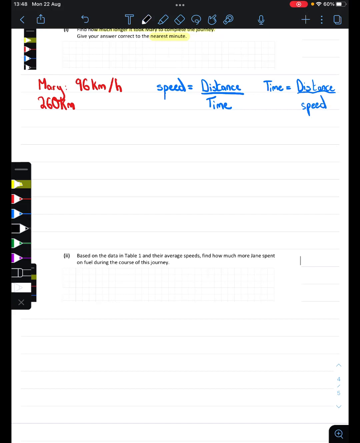So if we use this formula, then the time taken, let's just call that T Mary, is equal to the distance she traveled, 260 kilometers, over her speed, which is 96. And so this equals 65 over 24, or in decimals, 2.708 hours. Because remember, the unit that we're working here is hours.